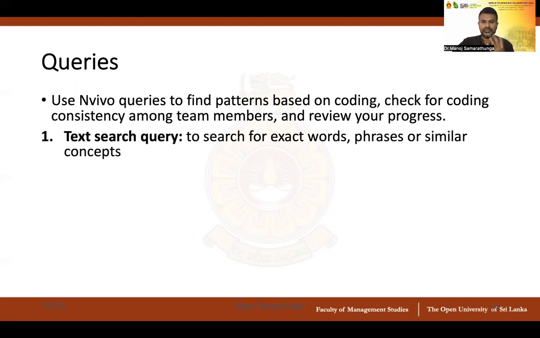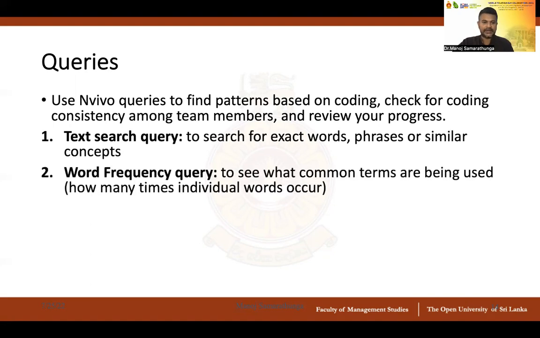So there are 4 query functions available in the NVivo workspace. The text search query helps you to search for exact words, phrases, or similar concepts. And thereafter, we have the word frequency query to see what common terms are being used. Like, okay, you have some transcriptions and each has about 10 pages and you have done 10 interviews. So in total, it makes 100 pages. And you want to have a quick look at these transcriptions without reading them, you want to know what they are talking about.